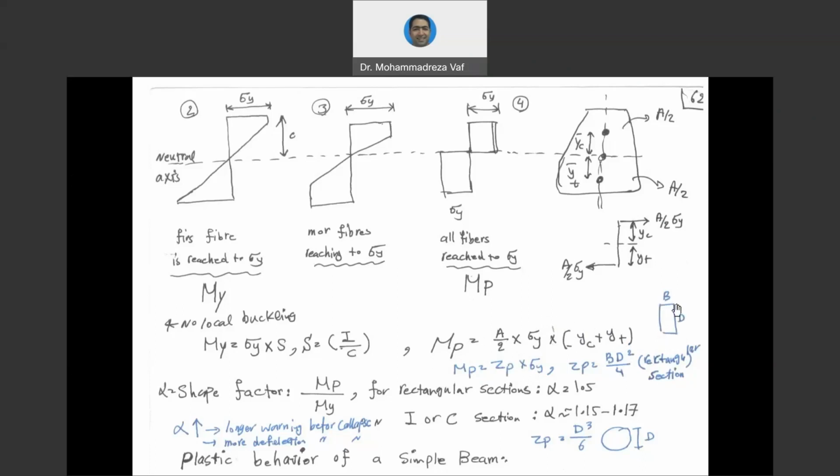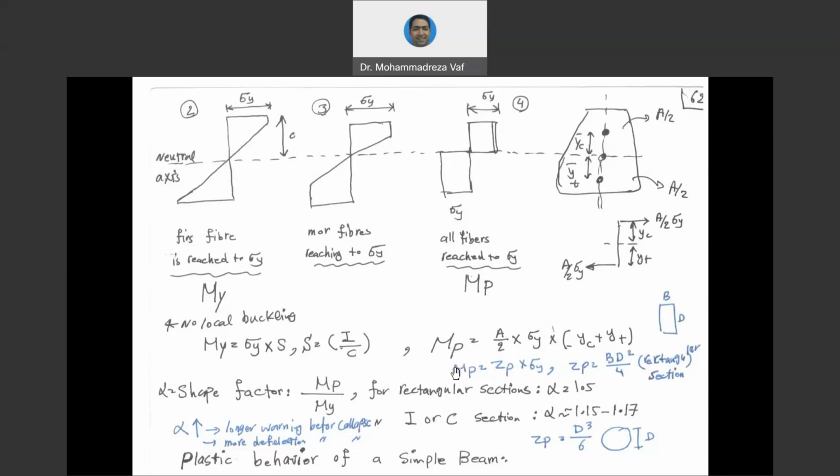For a rectangular shape cross section, Zp can be calculated by this equation. And for a circular shape cross section, Zp can be calculated by this equation. Therefore, if you know the yield strength of your material, like, as I said, mild steel is 300, and you know the size of your cross section, B and D, you can put it inside this equation and calculate Mp. Or you can put it inside this equation and get My.